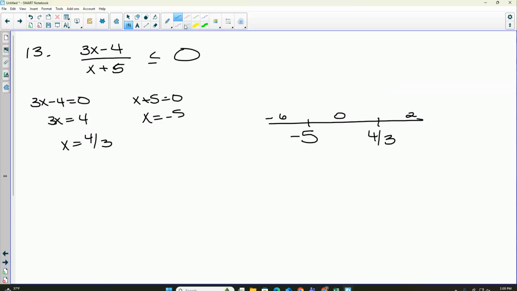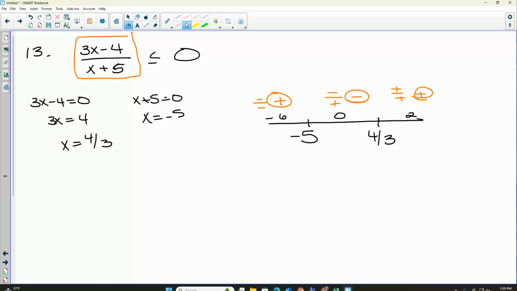I am plugging these back into this fraction. So if I put in a 6, I get a negative on the top, a negative on the bottom. Negative divided by a negative is positive. If I put in a 0, we get a negative over a positive, which is negative. If I put in a 2, positive over a positive is positive.